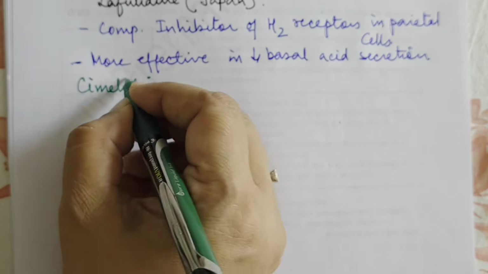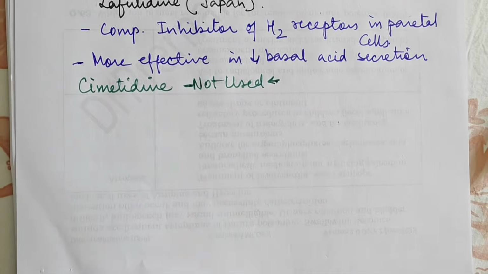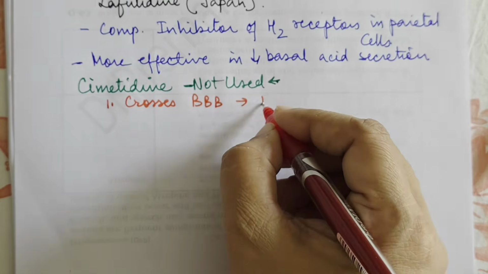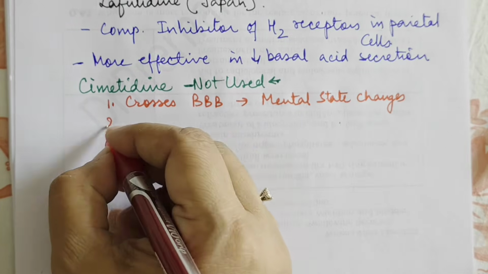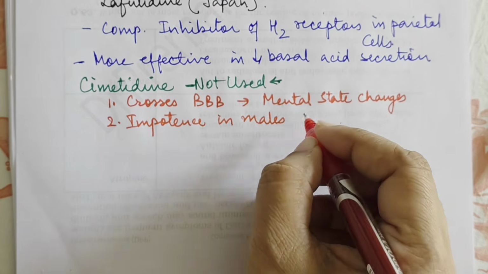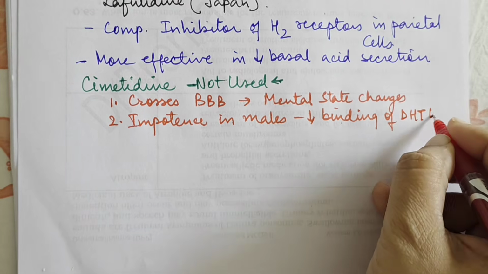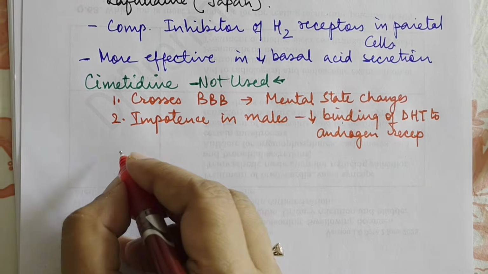Many questions come on cimetidine. Now cimetidine is not used. Why is it not used? First of all, it crosses the blood-brain barrier, and so it results in mental state changes. Then second, it causes impotence in males because it inhibits the binding of dihydrotestosterone to androgen receptors. So it has an anti-androgenic action. Okay, so that is one major side effect.